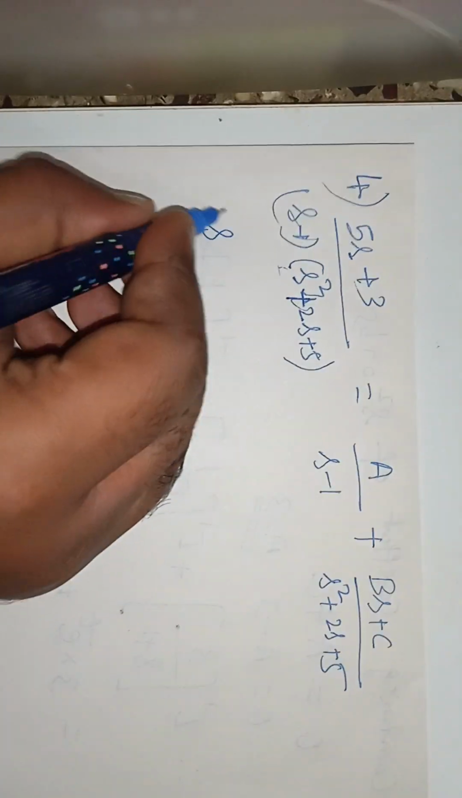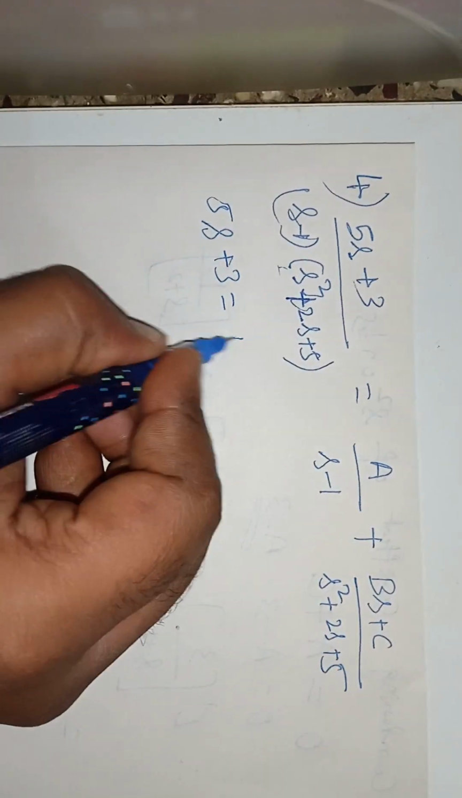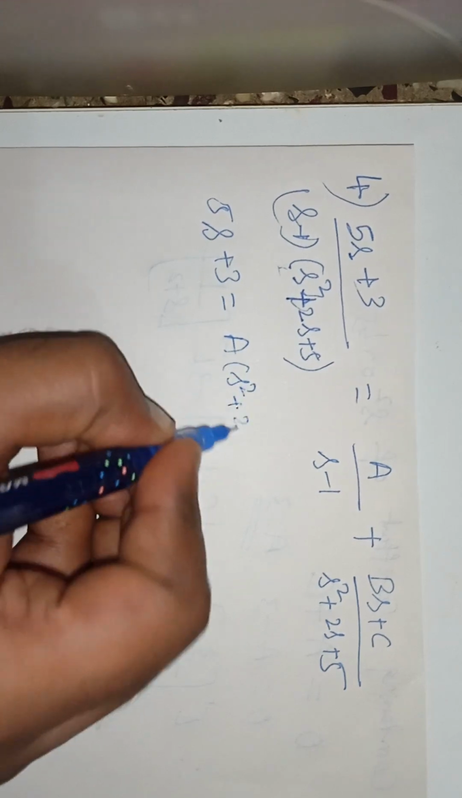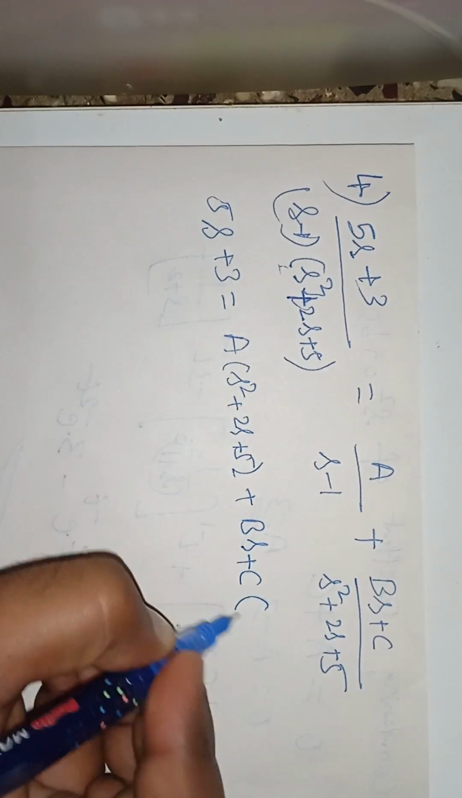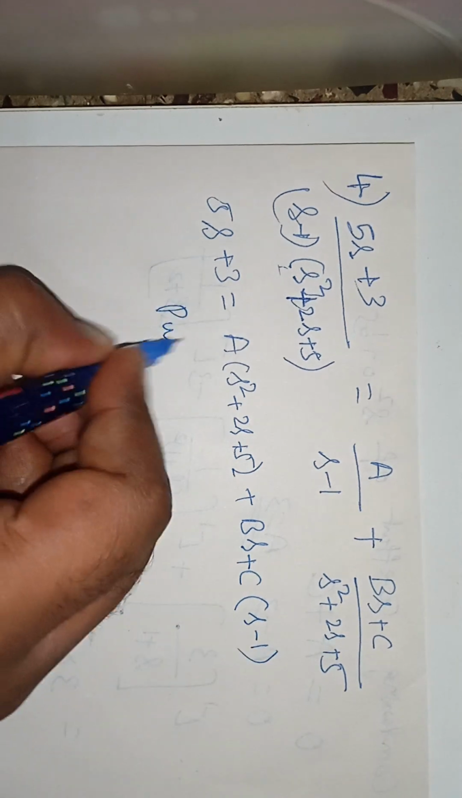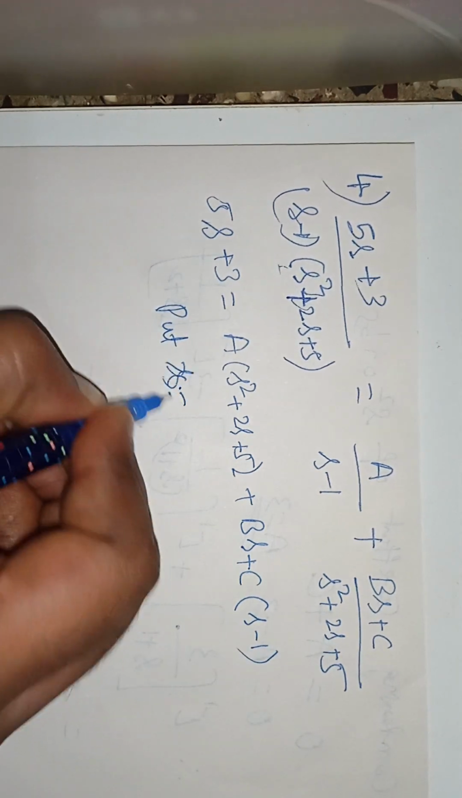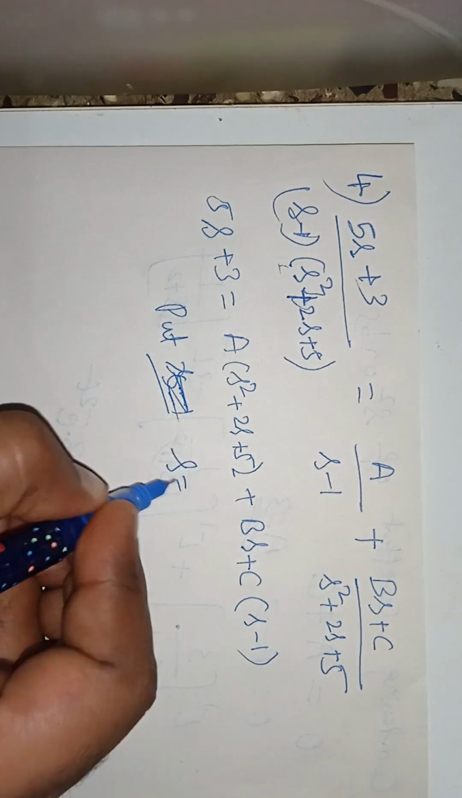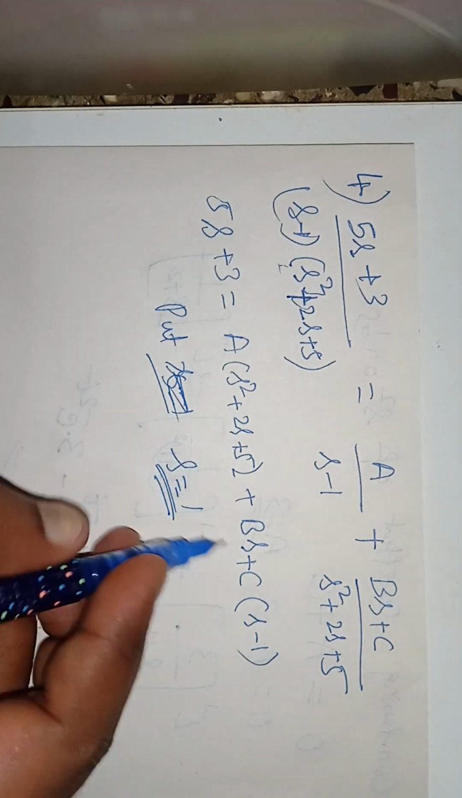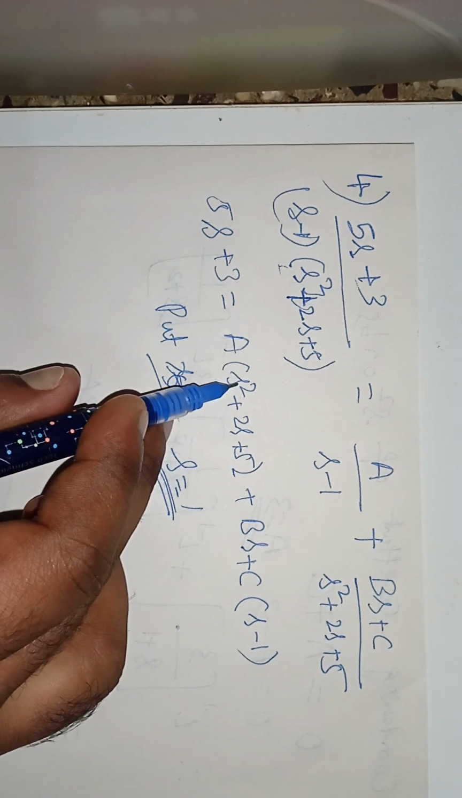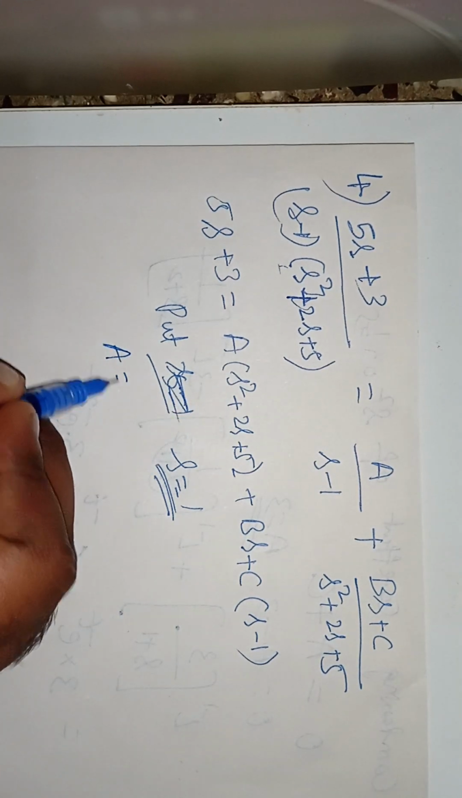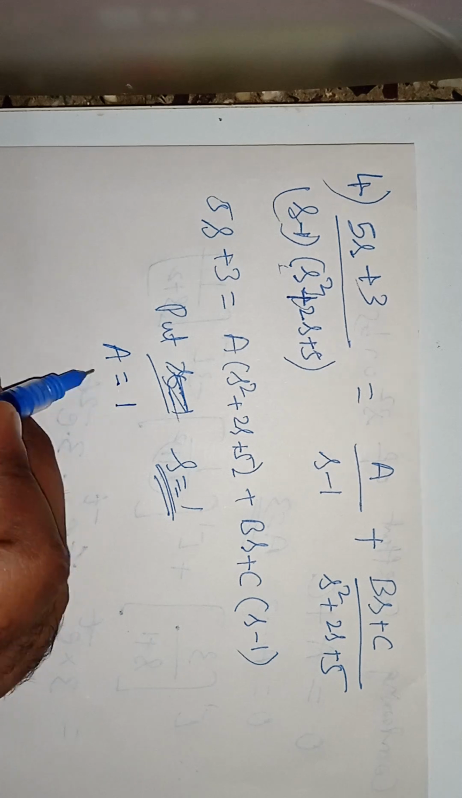Now you take the LCM. 5s + 3 equals A(s² + 2s + 5) + (Bs + C)(s − 1). So you put s equal to 1, that is the only case. If you put s equal to 1, the B and C term will go, this whole term will go, and you get the value of A. So you get A as 1.